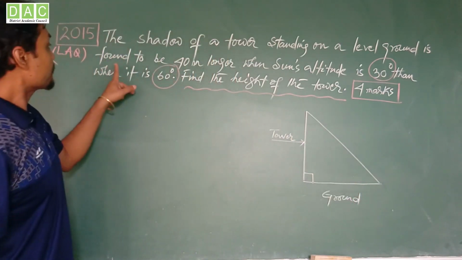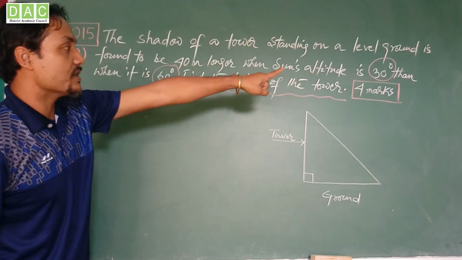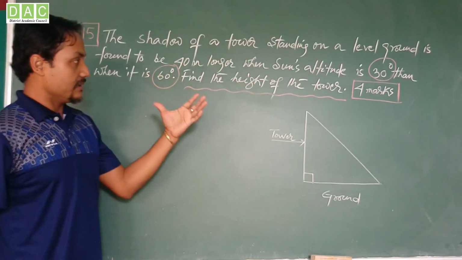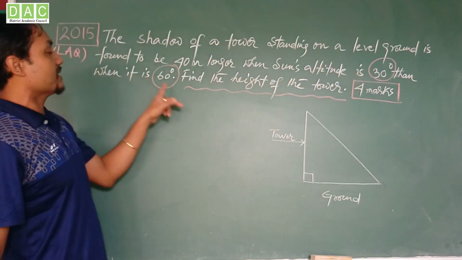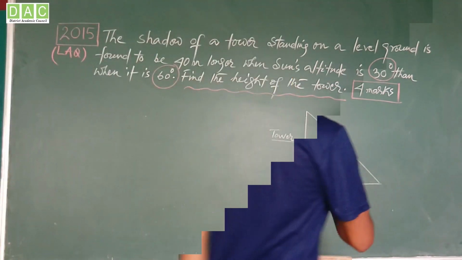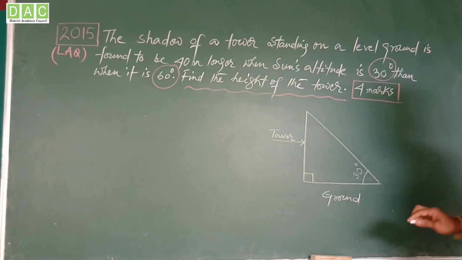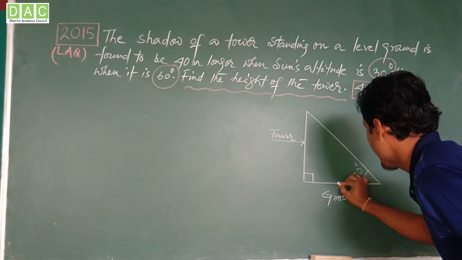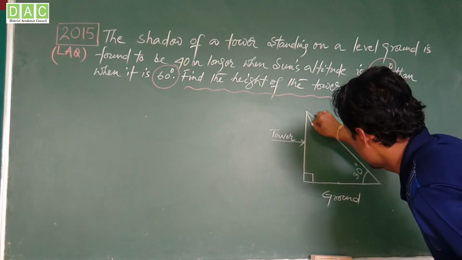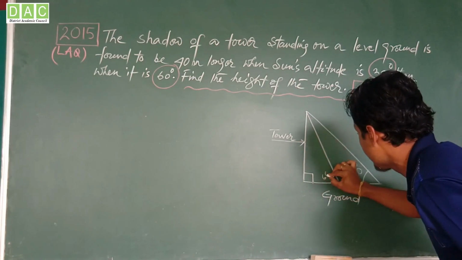Now here, found to be 40 meters longer when the sun's altitude is 30 degrees. So here a question arises: 30 degrees, again when it is 60 degrees. Now see, suppose I write here 30 degrees, that is the angle of elevation. Again, another point we take here, this is 60 degrees.